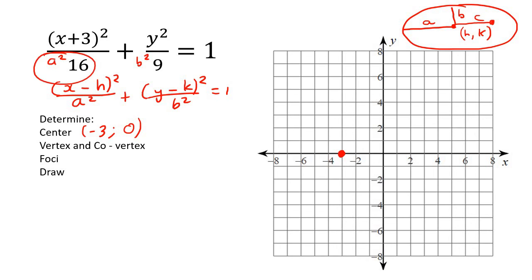So to find a, we just use that. So we can say that a squared is 16. So that means a would be plus and minus 4. So it would go 4 to the right, 4 to the left. There we go.